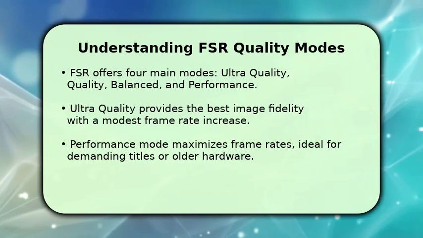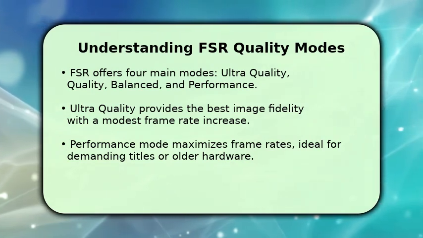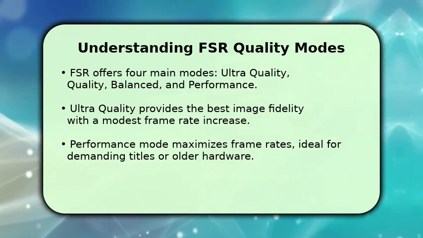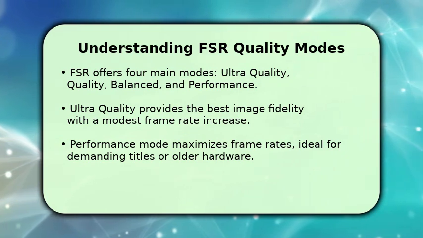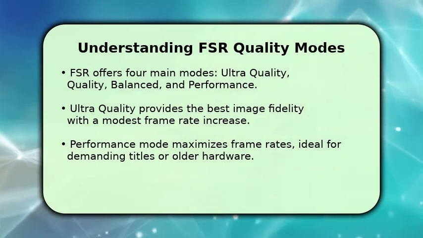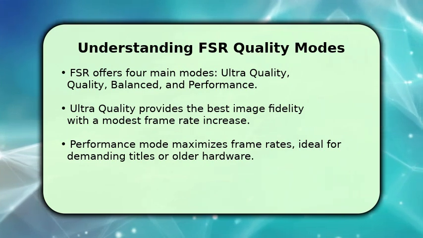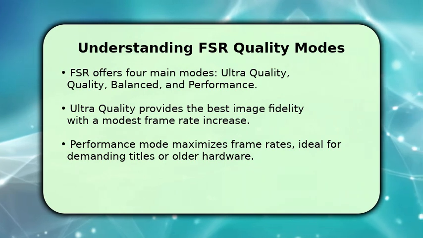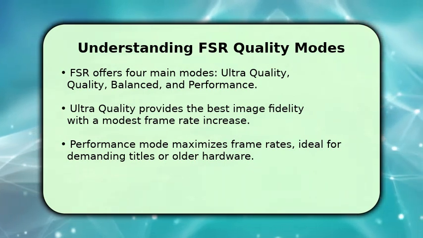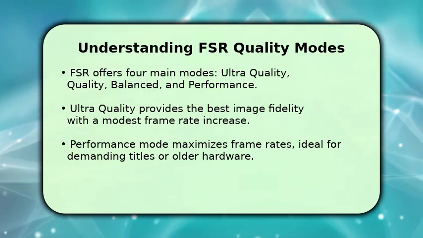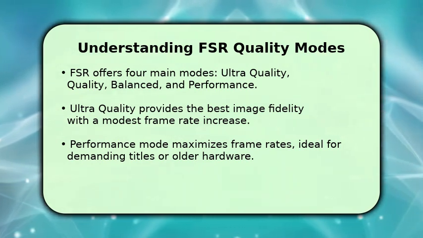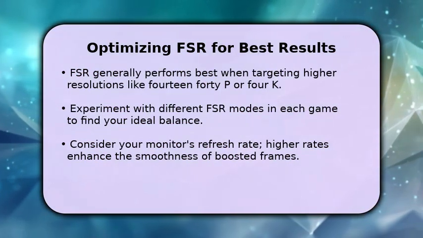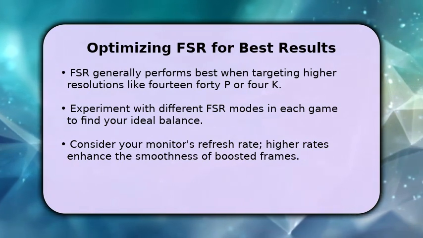FSR provides several modes to tailor your experience. Ultra Quality prioritizes image fidelity, offering a small but noticeable frame rate boost. Quality Mode balances visuals and performance, delivering nearly native-like images. Balanced Mode further improves performance while maintaining decent image quality. Finally, Performance Mode maximizes frame rates, which is perfect for achieving smoother gameplay in graphically intensive titles, though it may slightly reduce visual detail.